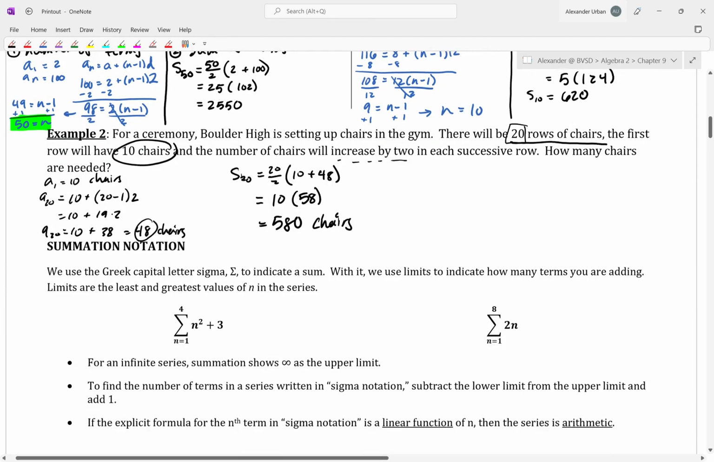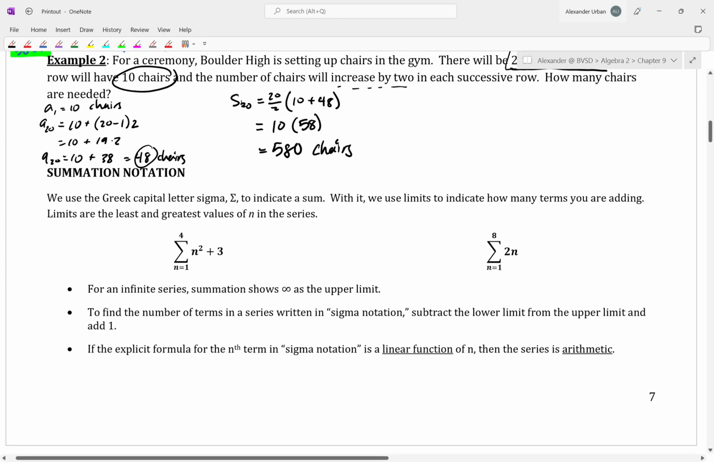So now we're just going to be moving on to summation notation. We're going to be using this Greek letter sigma to indicate a sum, which we were doing with S of n. But this time we get to see the limits. So this is a more compact way of writing it. We can also change limits to be, instead of starting at 1, wherever we want. Now, the limits are the least to greatest value. So this lower portion is my least, and the top is my greatest.